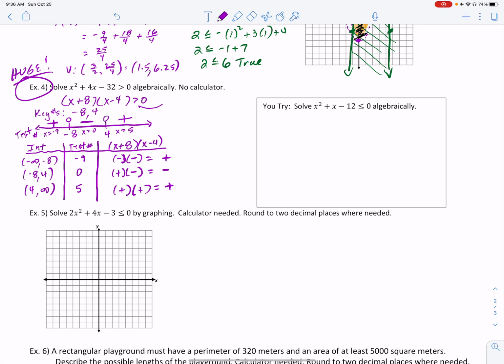And I want values of x that make this expression positive. And so my solution, and you need to come out and state that solution, is our interval values of x. So it is -infinity to -8 because that made the expression positive, all those x values inside there. And then union 4 to infinity.